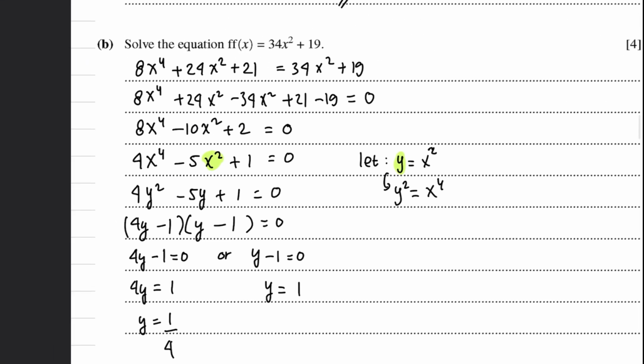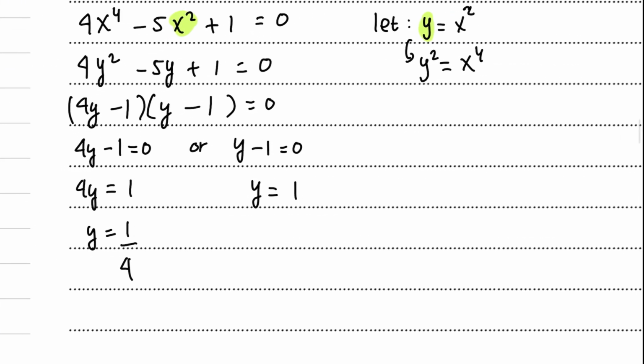But we want to find x, not y. So we substitute back. So y equals to x squared. Right? So x squared equals to 1 over 4, and x squared equals to 1.